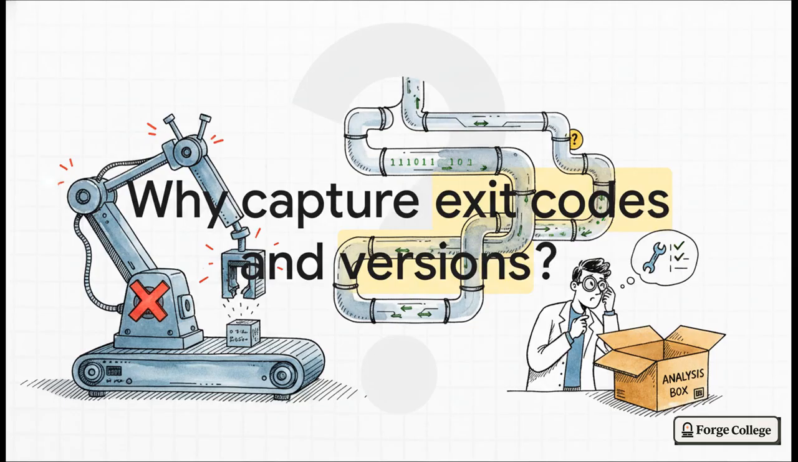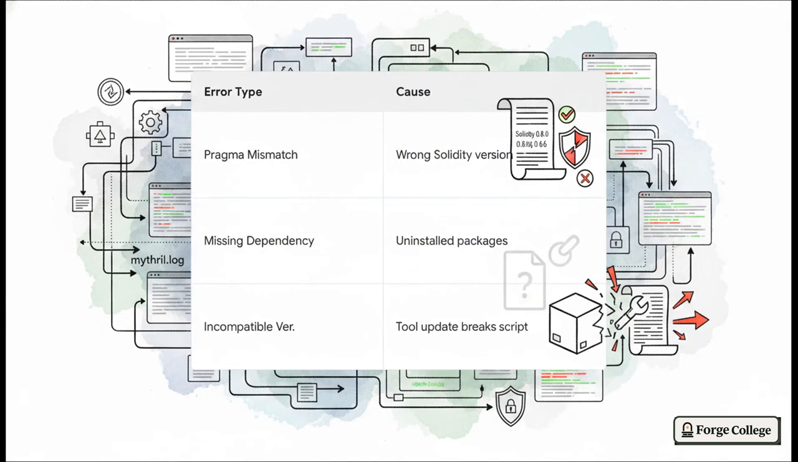Now, you might be wondering, why go through all the trouble of capturing exit codes and logging the exact tool versions? Well, think about what happens when a machine jams on the assembly line and silently fails while you're out grabbing lunch. Trust me, you do not want to ship an empty analysis box to a very confused audit team. Proper logging makes those invisible errors instantly visible. Because our script explicitly catches exit codes, we can check our log files and immediately spot common debugging nightmares. For example, a pragma mismatch just means your target contract has a Solidity version that conflicts with the tool. Or maybe you'll spot a missing dependency from an uninstalled package, or an incompatible version issue when a sneaky little tool update unexpectedly breaks your whole script.